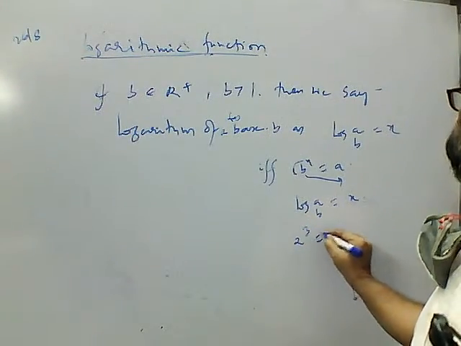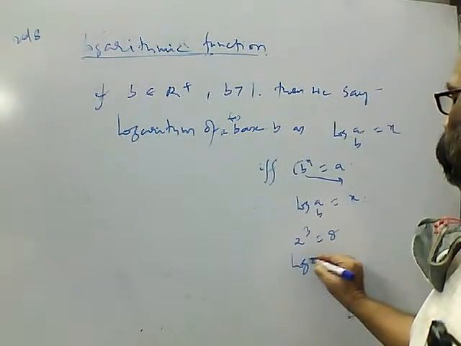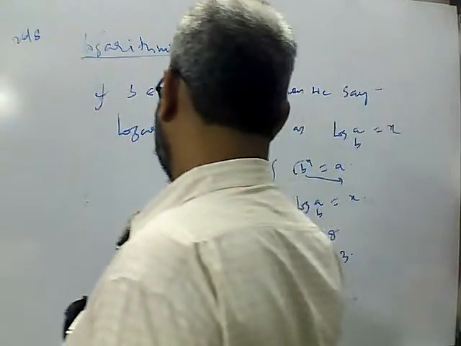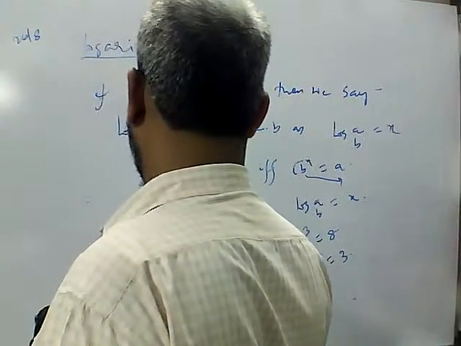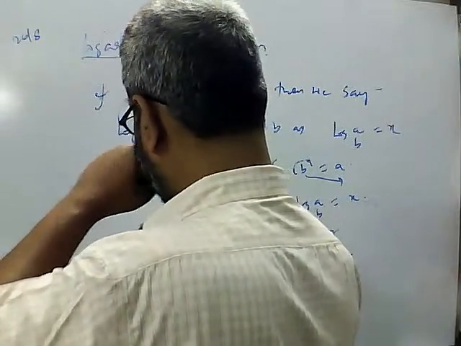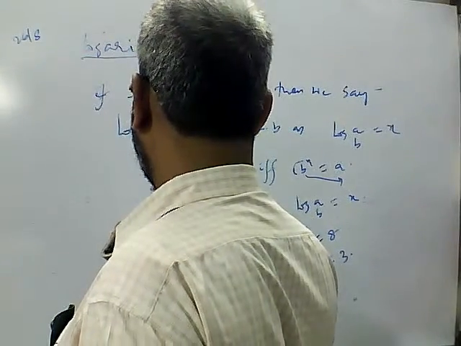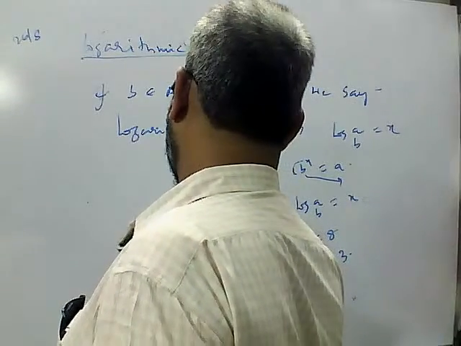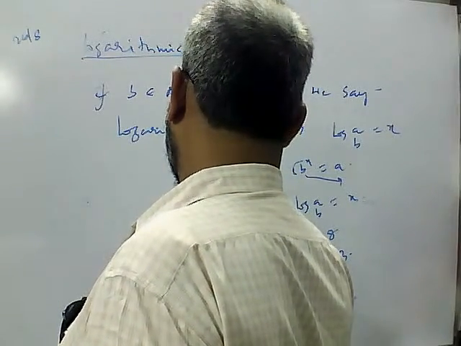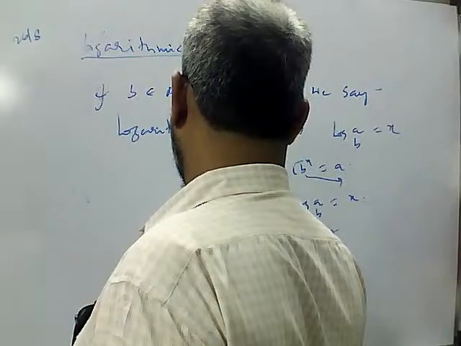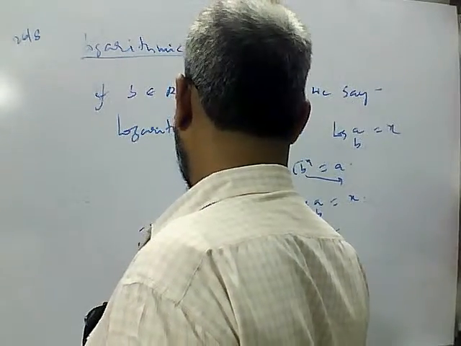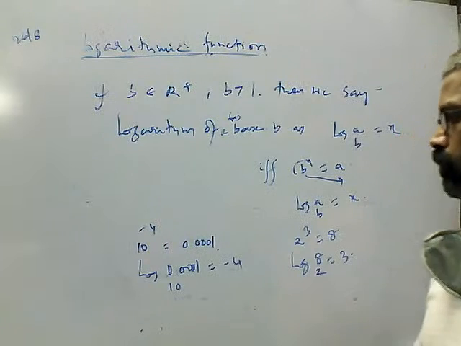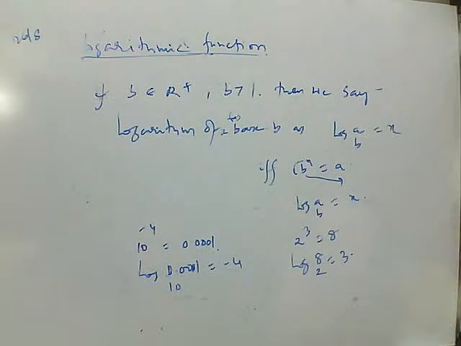2 cube is equal to 8, so log 8 to the base 2 is equal to 3. 10 power minus 4 is 0.001, so log 0.001 to the base 10 is equal to minus 4. Are you clear?